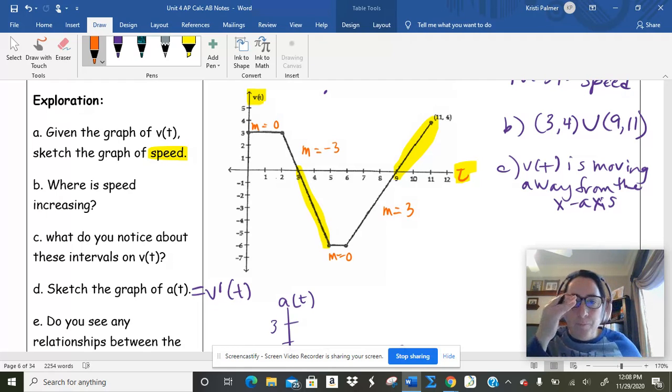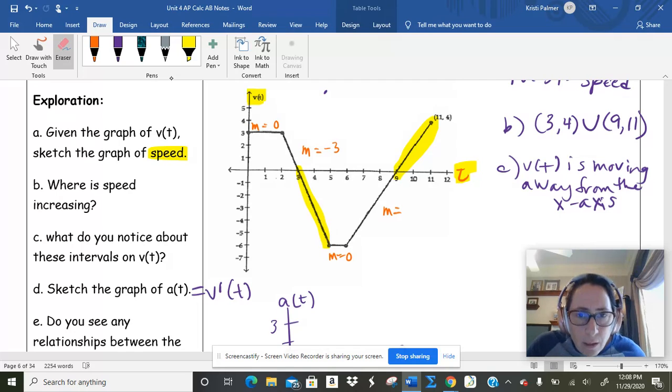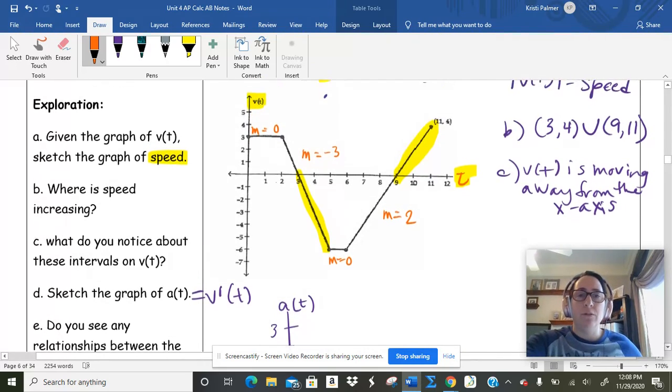Now I want to make sure I did that right. Up 4 over, no, I did that wrong, didn't I? That's a slope of 2. Up 6 over 3. Oh, 6 divided by 3 is 2. Hard math there. Okay, now I have all of those slopes.